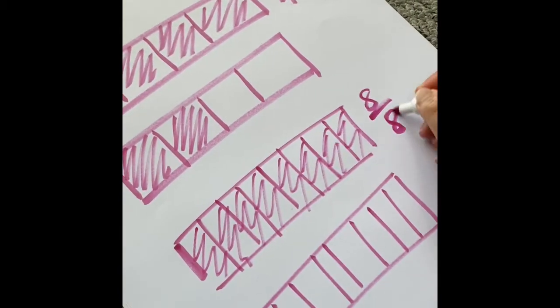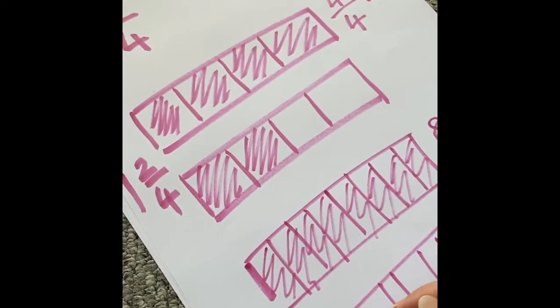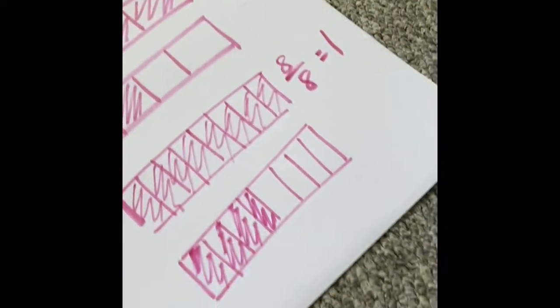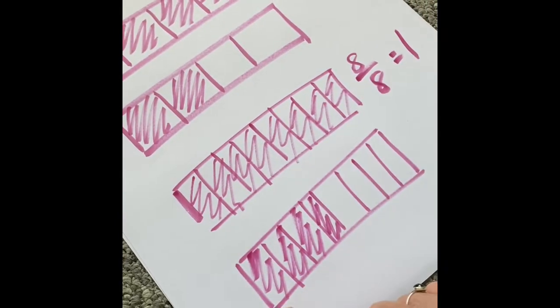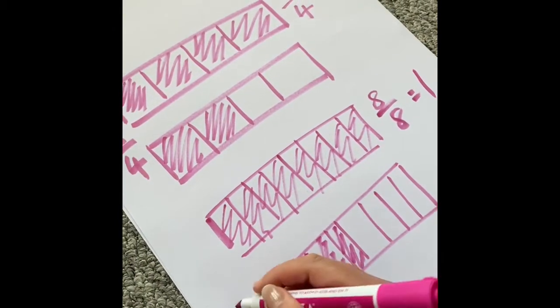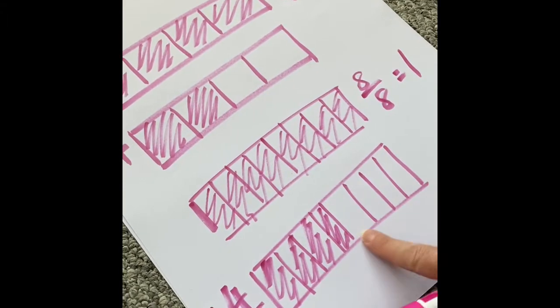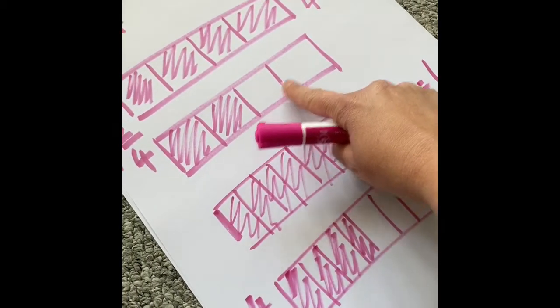Again, I know that 8/8 equals 1, but I've got 4 more to do. 1, 2, 3, 4. Now, I've shaded in 4/8. So 1 and 4/8, 1 and 2/4. Can you see what I have got left over here? 1, 2, 3, 4. 1, 2.